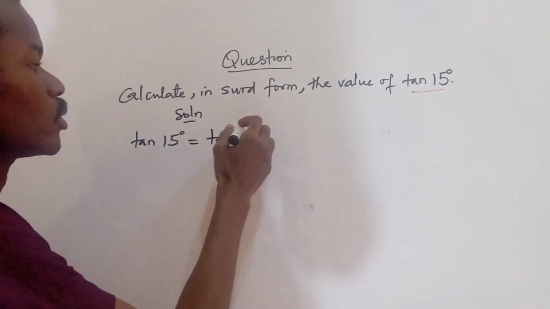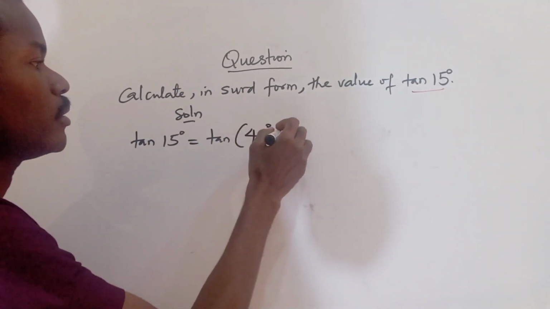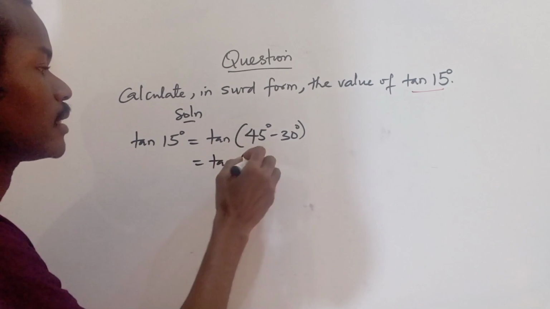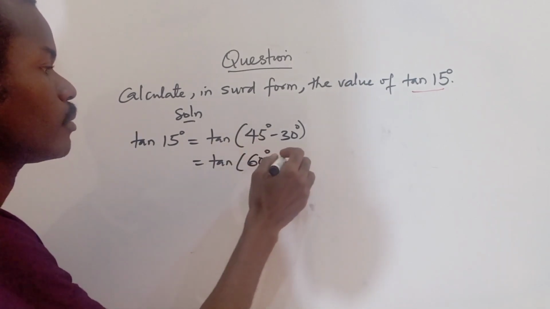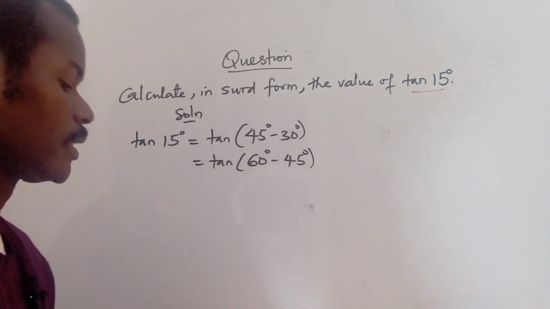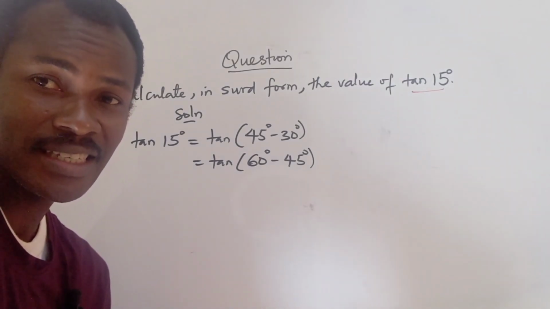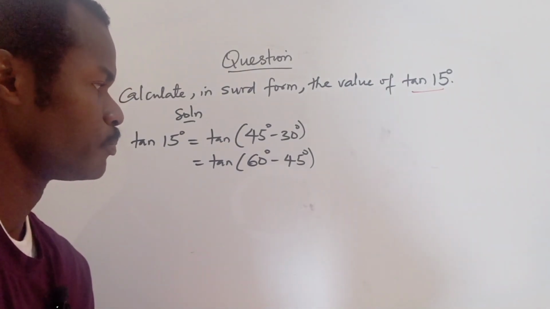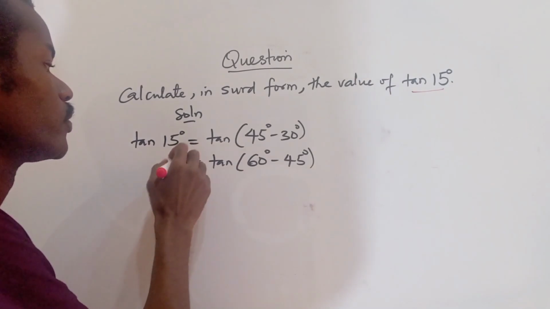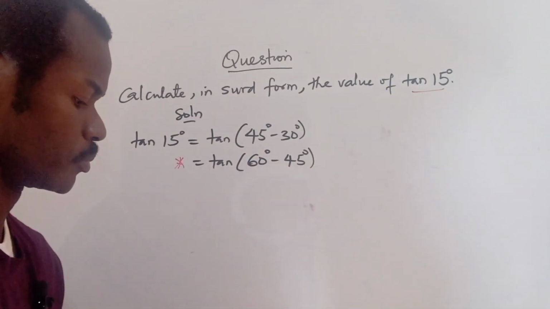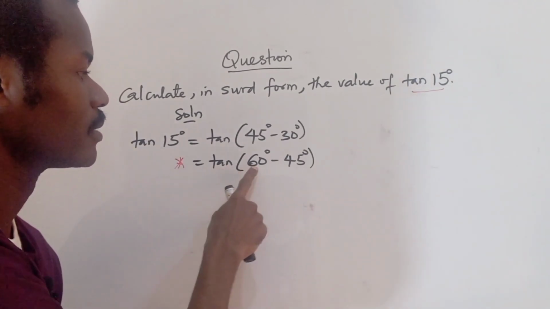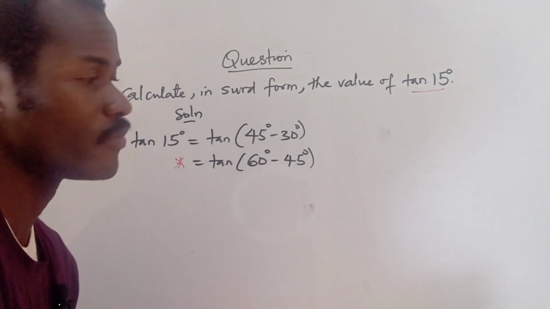Using the special angles, we can simply say 45 degrees minus 30 degrees, or we can also solve for tan using 60 degrees minus 45 degrees. We can solve using any of these to get our answer to this problem. But for the case of this video, I'm going to use this one. Let us now use our triangles to get tan 60 and tan 45.